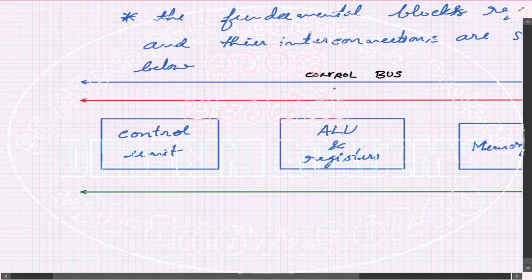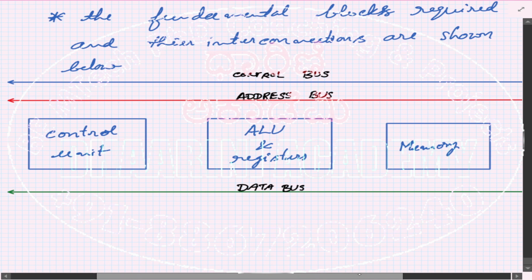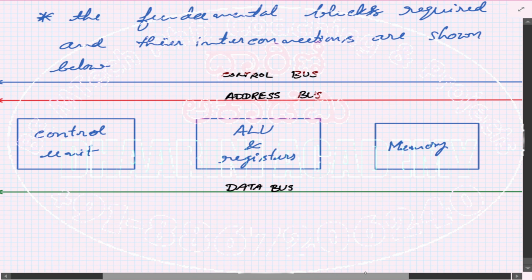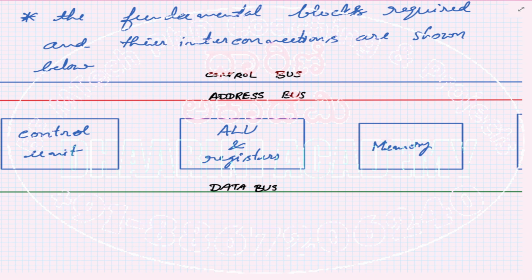Okay, and next, the red colored one, we will call it an address bus. And the last one, that is in green color, we'll call it a data bus. All right, now, why do you need three different types of wires, right? Basically, they are simply wires, right?